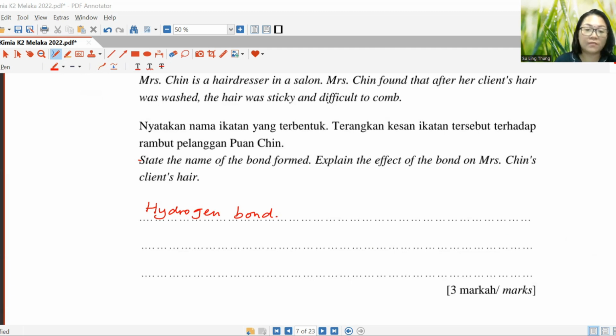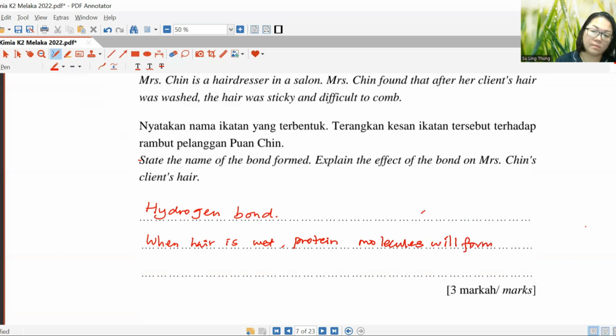So first thing is you have to mention when hair is wet, hydrogen bond, protein molecules will form hydrogen bonds with water.